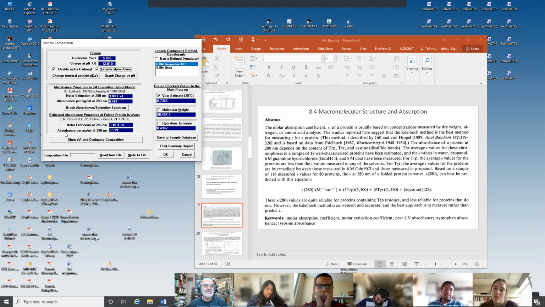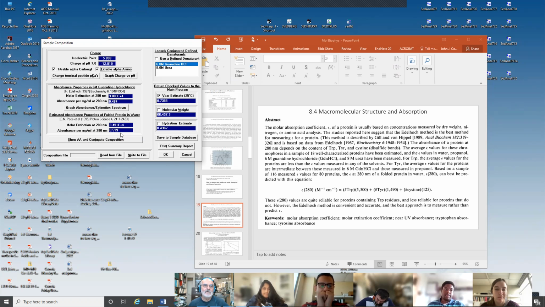So what it says is that the molar extinction coefficient is 34,500. This is 3.45 times 10 to the fourth. Per mg per mL, it's 0.519. Okay. And so this software package basically uses the method of PACE. I use this technique to get a calculated extinction coefficient.